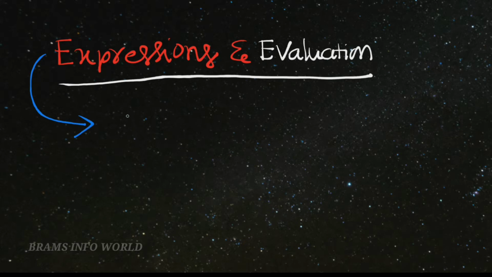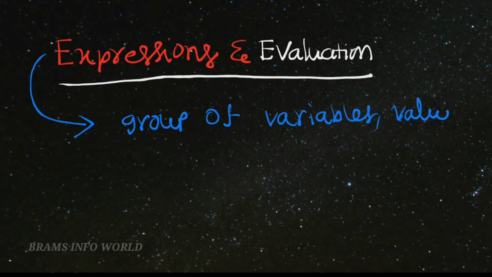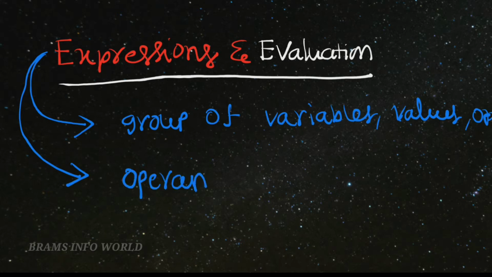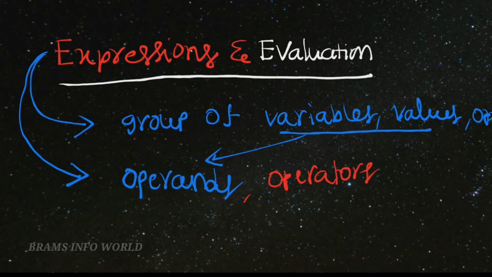An expression contains a group of variables, values and operators. But what is the technical definition of an expression? An expression is nothing but a combination of operands. The variables and values we can call operands, as per the concept of operators, and the combination of operands and operators. For example, we can take an expression like 4 plus 3 star 2. So this is called a basic expression in the C language.